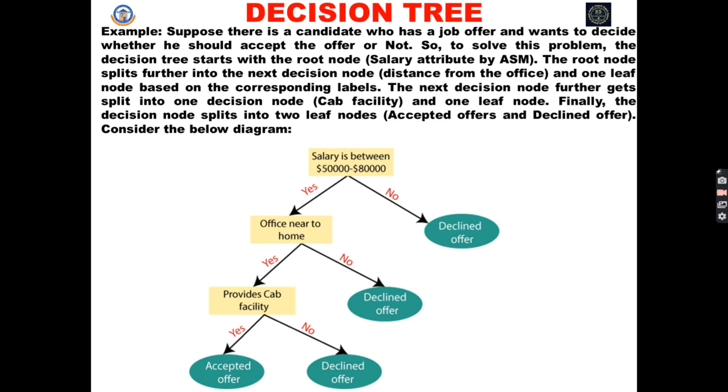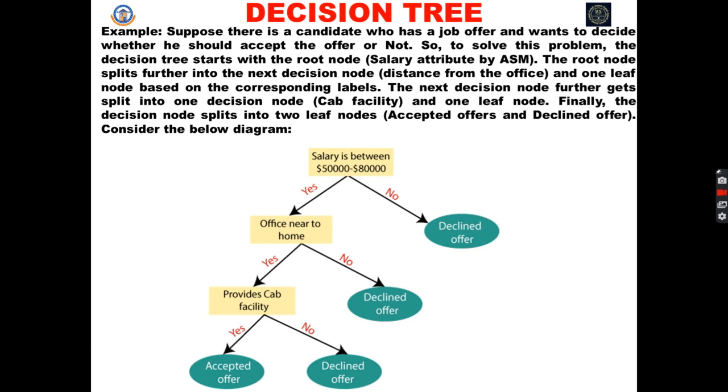Let's see an example of the decision tree. Suppose there is a candidate who has a job offer and wants to decide whether he should accept the offer or not. To solve this problem, the decision tree starts with the root node, that is the salary attribute, and the root node splits further into the next decision node, that is distance from the office, and one leaf node based on the corresponding labels. The next decision node further gets split into one decision node, that is cab facility, and one leaf node. Finally, the decision node splits into two leaf nodes, accepted offer and declined offer.